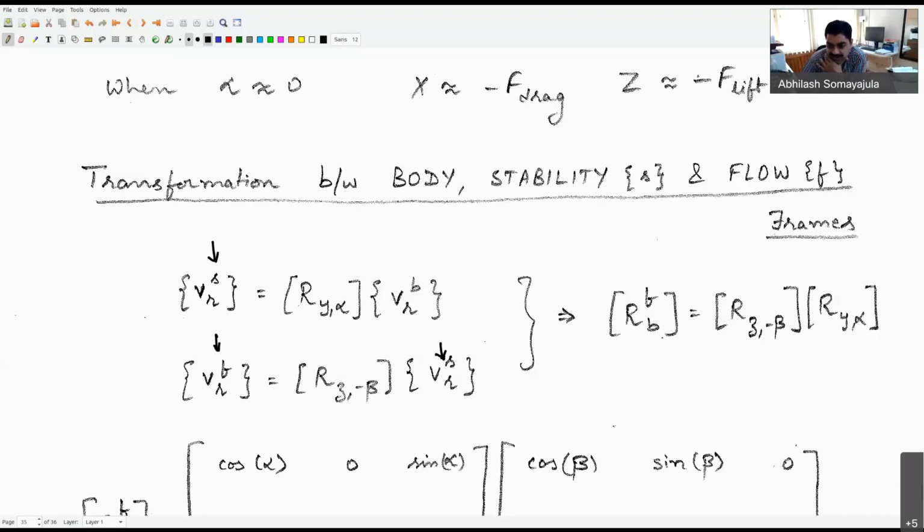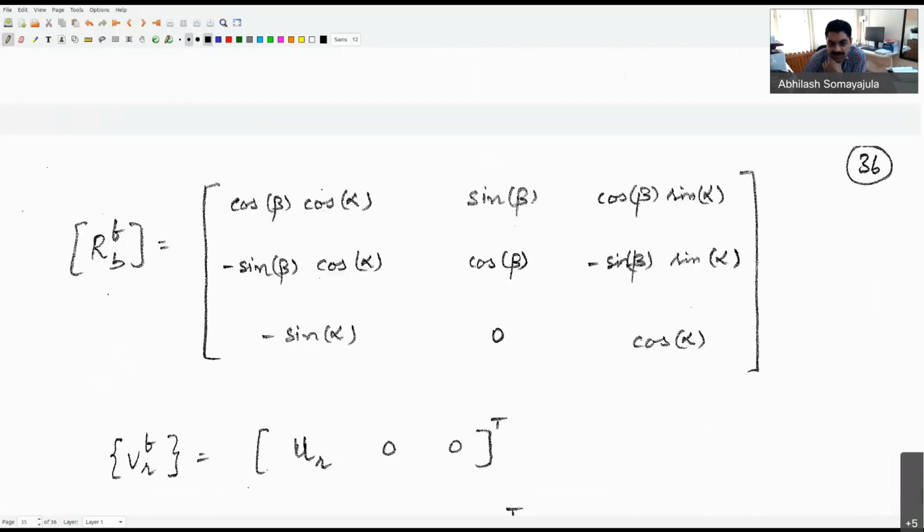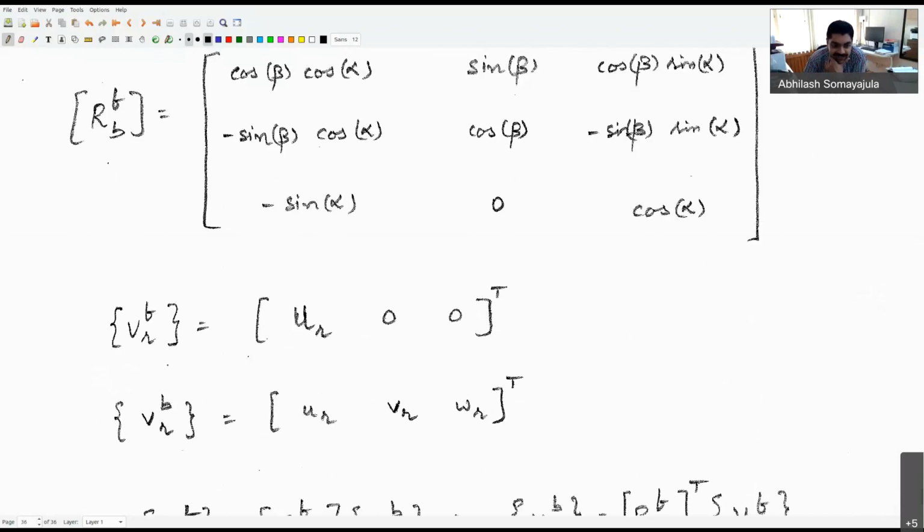So therefore, the composite rotation matrix to go from body fixed frame to the flow frame is Rz minus beta rotation matrix times Ry alpha rotation matrix. Those rotation matrices are nothing but what we are very familiar with. We simply put them in, multiply them out. This is what we should get. Now, the relative velocity in the flow axis is nothing but Ur, 0, 0, because we orient the flow axis such that all the velocity of the fluid is in the x-axis direction, right? Yes, sir.